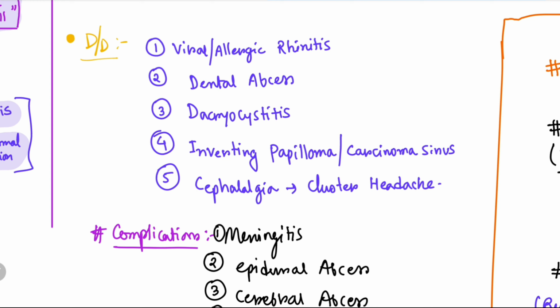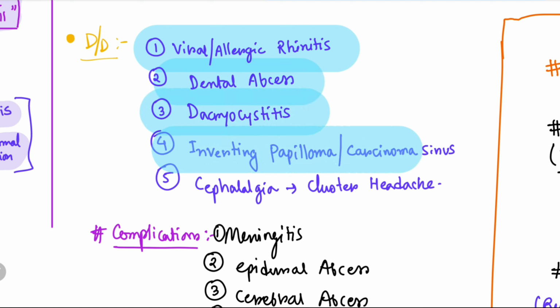Now, what are the differential diagnoses? Number one, it can be viral or allergic rhinitis. It can be a dental abscess. It can be dacryocystitis. It can be due to inverting papilloma or sinus carcinoma. It can be a part of cephalalgia, mostly due to cluster headache.